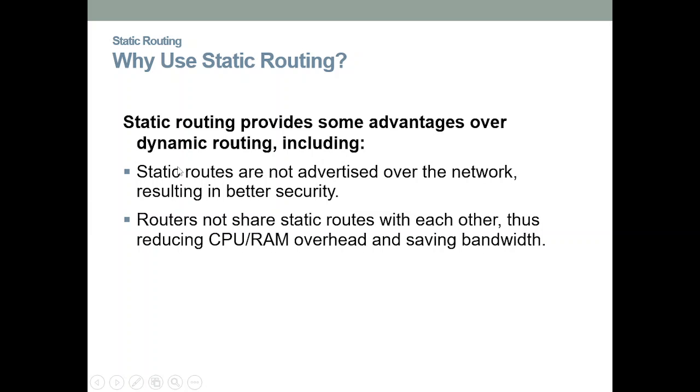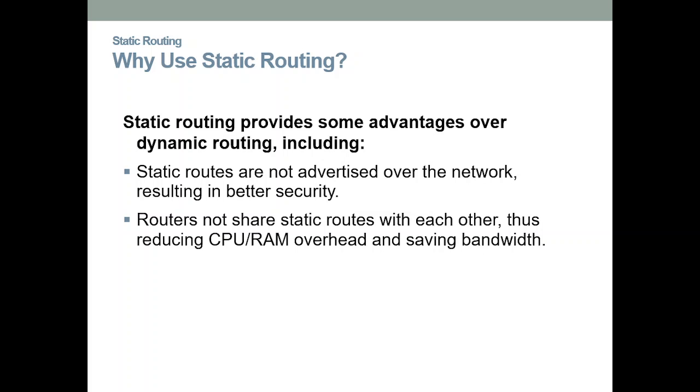We have some reasons here. Reason number one, static routes are not advertised over the network, resulting in better security. This is a key point here. Most of the hackers, people who penetrate networks without being authorized, you have heard of hackers, those illegal users who penetrate into systems without being authorized. One of the things they use to get information regarding any network is what we call updates. Those updates, they are very dangerous.